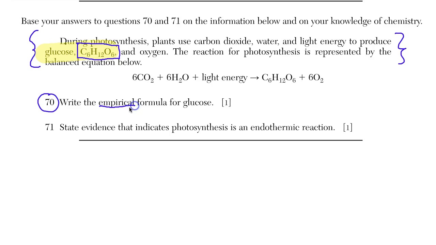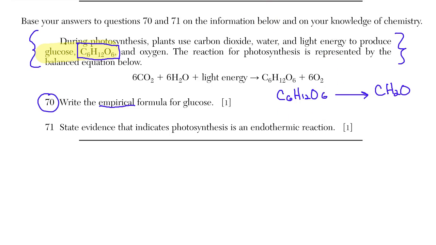So they want the empirical formula. What is the empirical formula? That is the lowest ratio. C6H12O6, what does that reduce to? Isn't that really a 1 to 2 to 1 ratio? So the empirical formula would be CH2O.